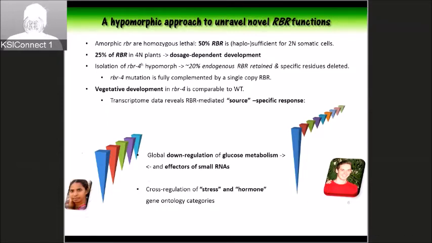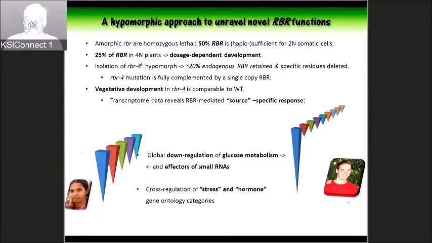So just to tell you that initial approaches, like typical transcriptomic approaches, RNA-seq for example, told us that an RB-specific, source-specific response is happening. A couple of examples I may give you: there is a shutdown or down-regulation of glucose metabolism, and also a lot of effectors of small RNAs being depleted. So there is an epigenetic process happening, because RB is a higher order regulator.